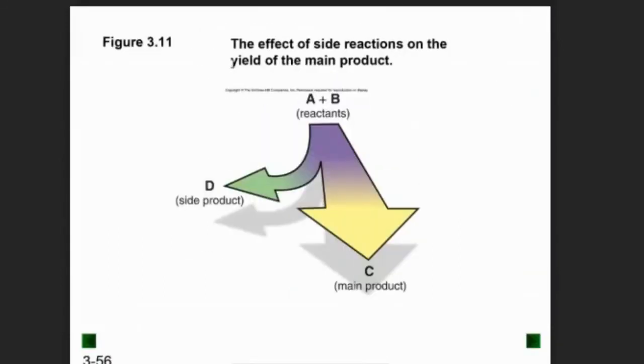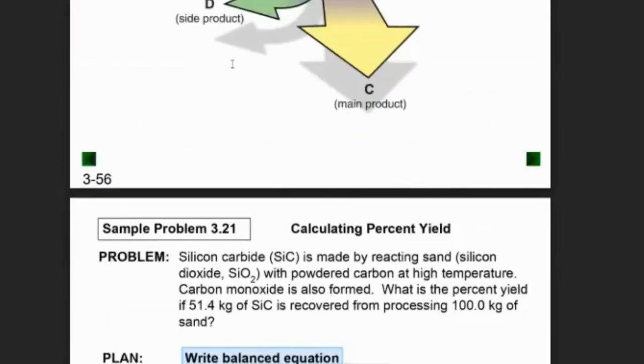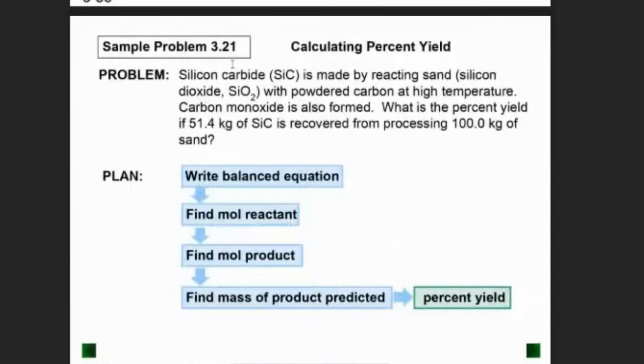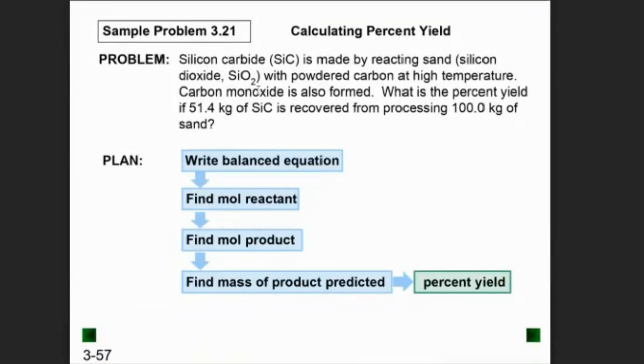There's a little side thing, right? What happens if we get a side reaction? We don't get as much product as we're supposed to get. So in this example here, the 51.4 kilograms of silicon carbide is recovered, which means it is the actual yield. And the 100 kilograms of sand, which is a reactant, is what we use to figure out the theoretical. And again, we'll do this together so you can see it. And that's going to be it for chapter 3.